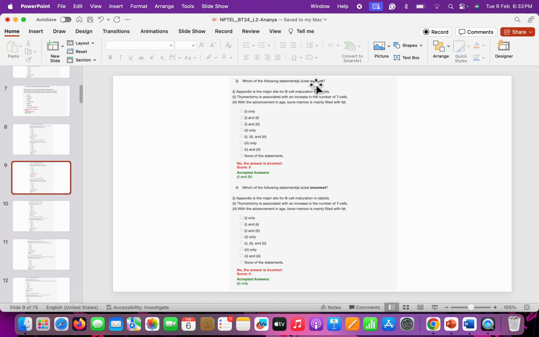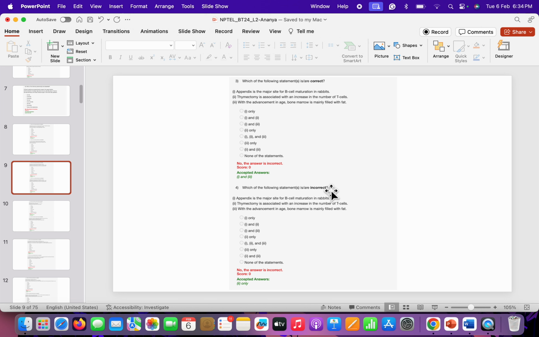Which of the following statements are correct? Appendix is a major site for B cell maturation in rabbit. Thymectomy is associated with an increase in the number of T cells. No, this is not correct. With the advancement in age, bone marrow is mainly filled with fat. This is also correct. So appendix is the major site for B cell maturation in rabbit, this is correct. So 1 and 3 are correct.